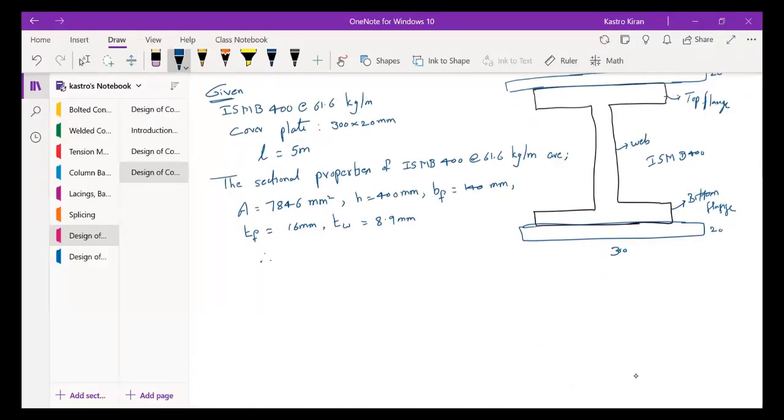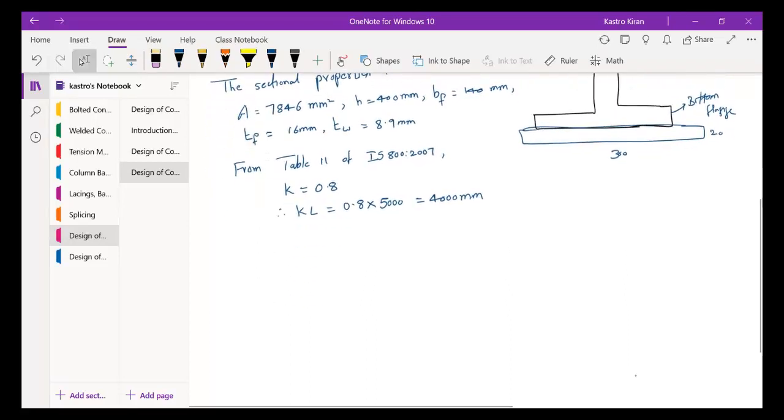So therefore, KL equals, you can write from table 11 of IS 800 2007, K equals 0.8. So therefore, KL equals 0.8 times L. What is L? It is 5 meters. So I'm converting into mm, so it will be 4000 mm. So this is the KL value, which is the effective length.